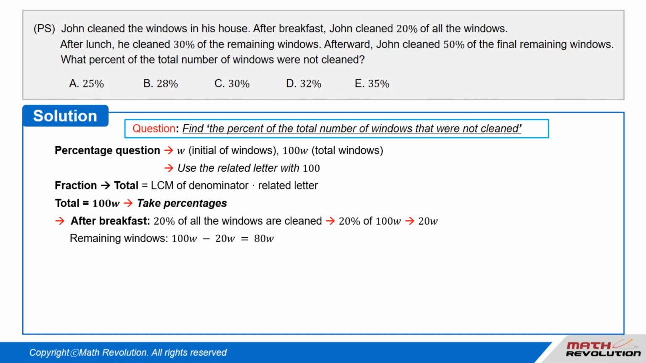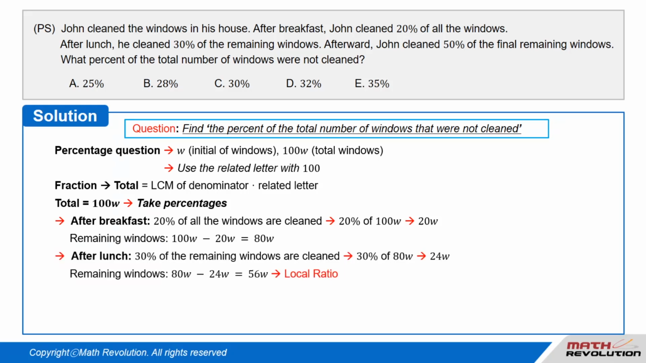Now, with the total as 100W, we take the percentages as they appear in the question. After breakfast, 20% of all the windows are cleaned. So 20% of 100W, or 20W. Remaining windows equals 100W minus 20W, which equals 80W.